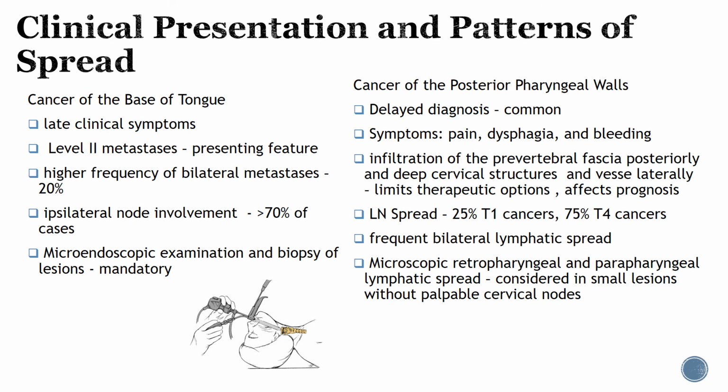Lymphatic spread is found in about 25% of P1 cancers and in 75% or more of P4 cancers. So most pharyngeal wall tumors come close to the midline or cross it, with frequent bilateral lymphatic spread. Microscopic retropharyngeal and parapharyngeal lymphatic spread has to be considered even in small lesions without palpable cervical nodes.